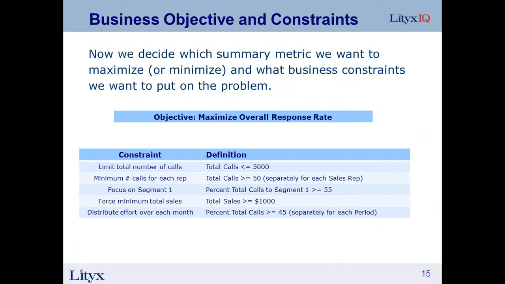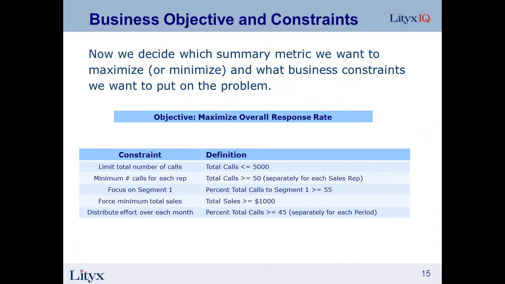Perhaps we also need to ensure that each of our 3 reps is kept at least somewhat busy. So we need to have at least, let's say, 50 calls assigned to each. The second constraint here says minimum number of calls for each rep, and that's defined as the total number of calls greater than or equal to 50. And really, it's 3 constraints because it applies separately for each of the reps.